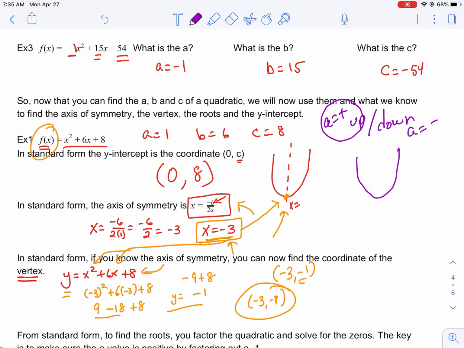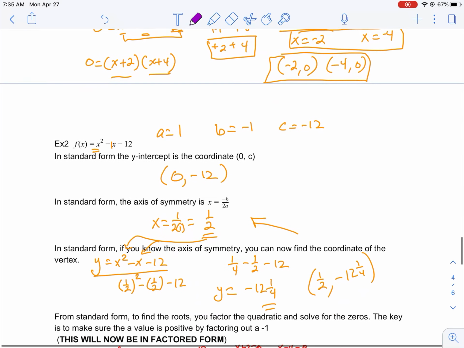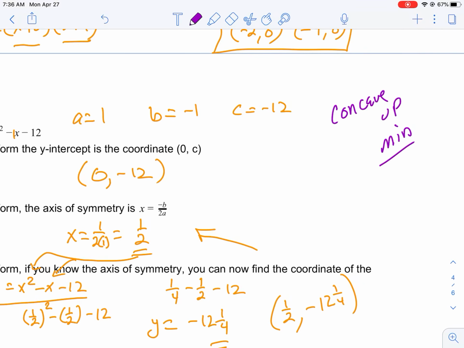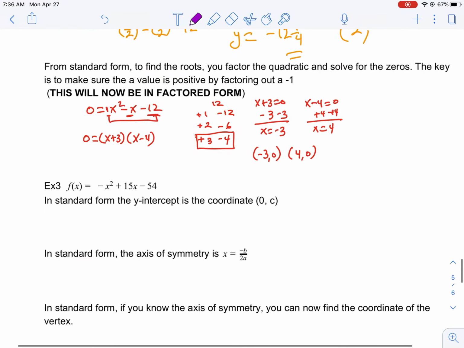So if it opens up, they're going to ask you, is the vertex a max or minimum point? Well, we know if it opens up like a cup, the bottom is a minimum point. So this one opens up, concave up, with a minimum point. If we go to number 2, the A is positive. So since the A is positive, concave up, and again, minimum. So keep that in mind when we come down here.